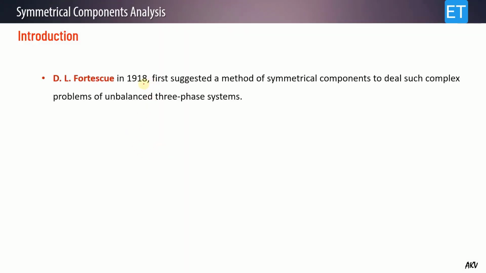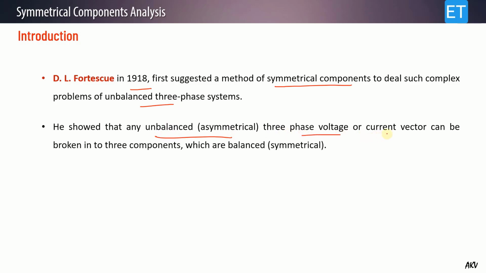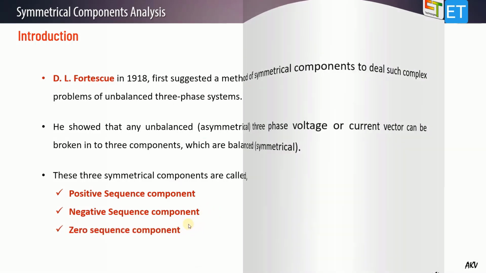C. L. Fortescue in 1918 first suggested the method of symmetrical components to deal with such complex problems of unbalanced three-phase systems. He said that any unbalanced three-phase voltage or current vector can be broken or divided into three components which are balanced or symmetrical. These three symmetrical components are called the positive sequence component, the negative sequence component, and the zero sequence component. So let's see what these components are.